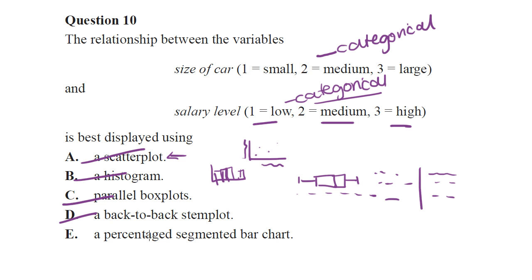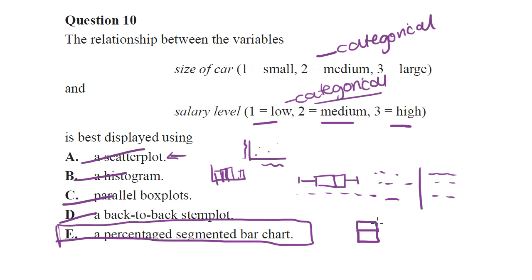So the only one that works here is a percentage segmented bar chart because we've got these 2 categorical variables. A percentage segmented bar chart would look like this, with this being low, medium, high, or small, medium, large for the cars, and percentages of the response that we got back. This would work for 2 categorical variables.